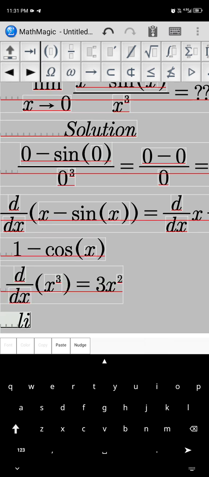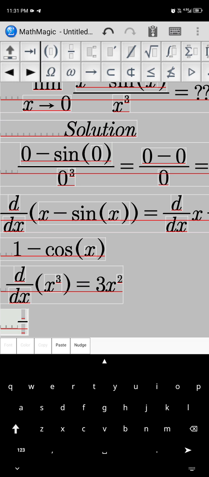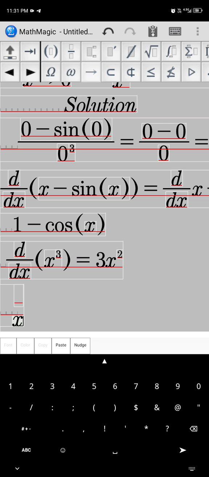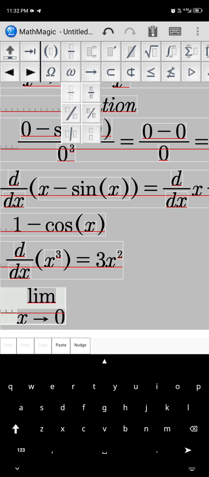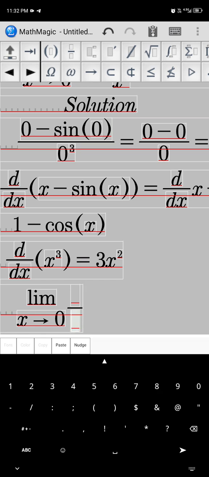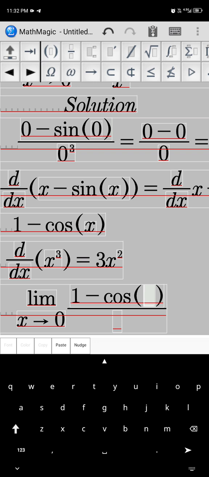So the limit will change. We are going to have the limit as x tends to 0 of, everything has changed now. Instead of x minus sine x, the numerator is now 1 minus cos x, everything over 3x squared.